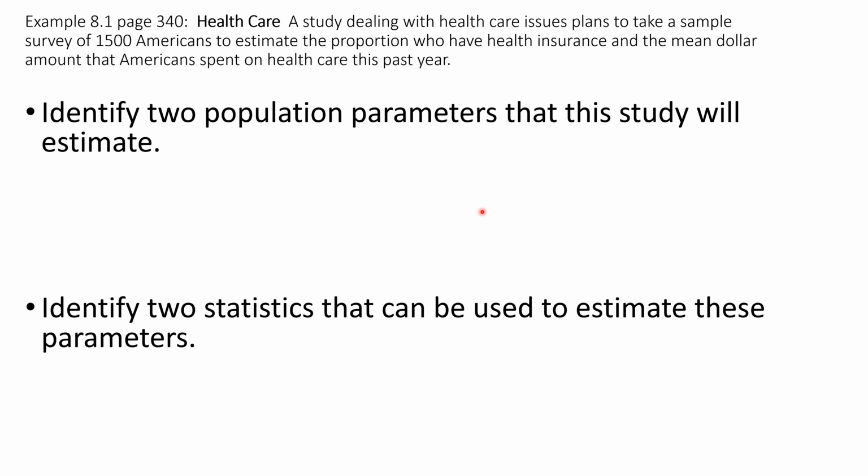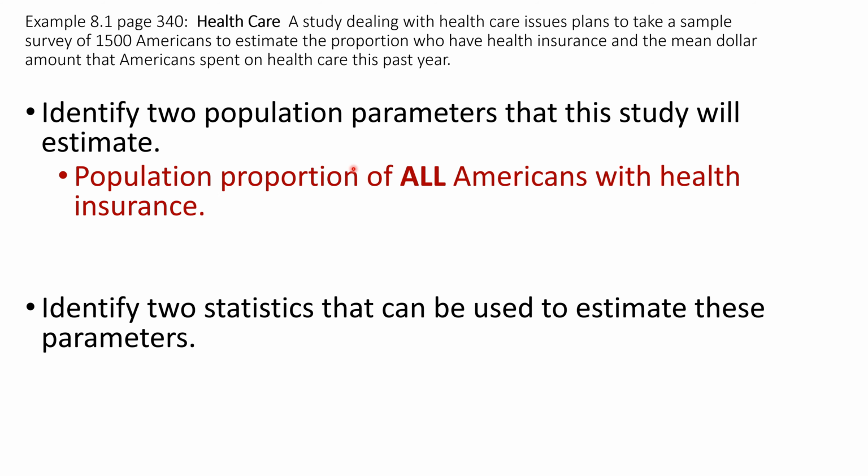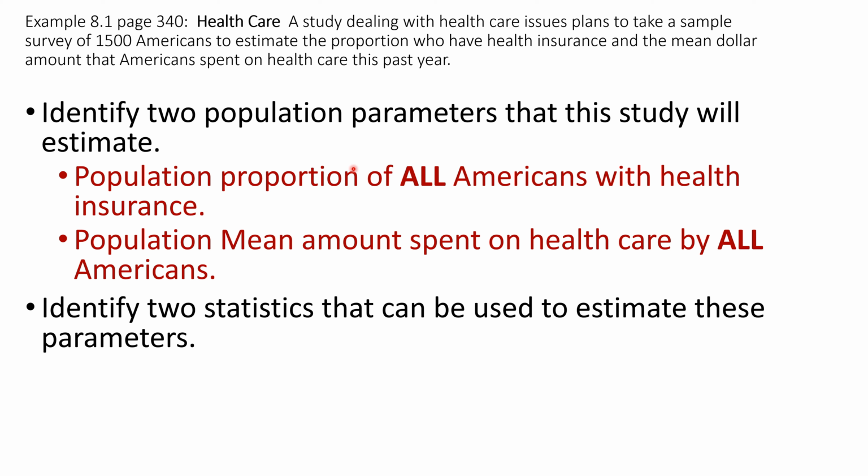Here is an example from your textbook. You can pause this video and read the question. Question 1. Identify two population parameters that this study will estimate. So the first one will be the population proportion of all Americans with health insurance. The second one will be the population mean of the amount spent on health care by all Americans.